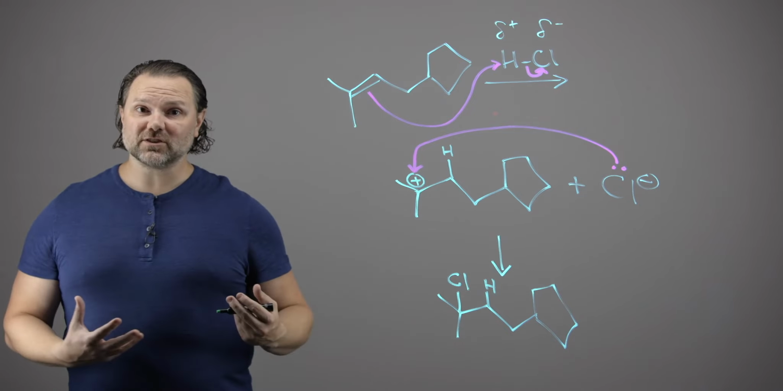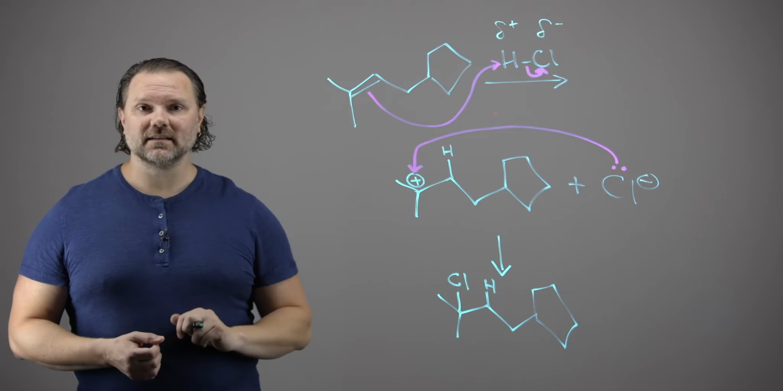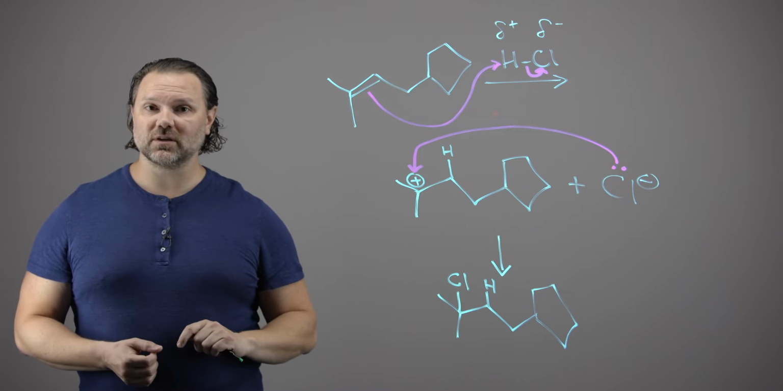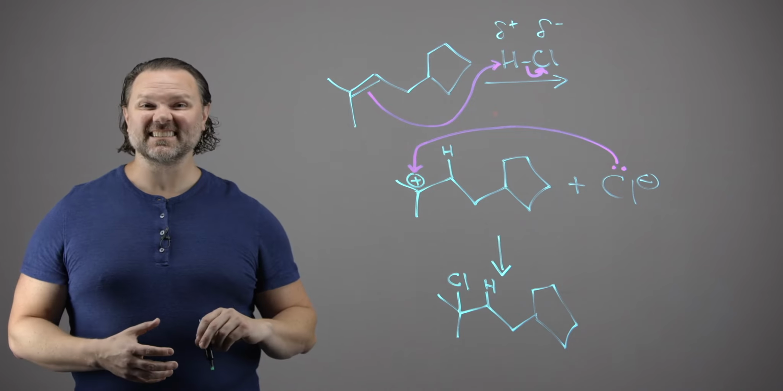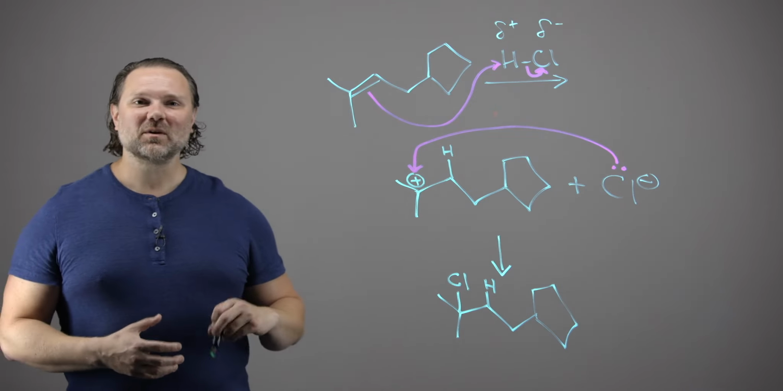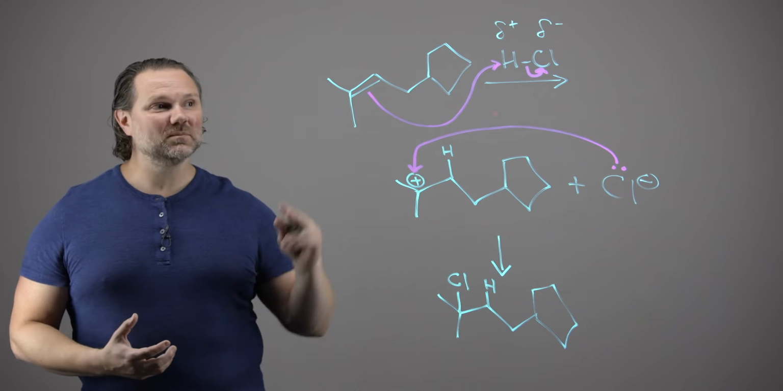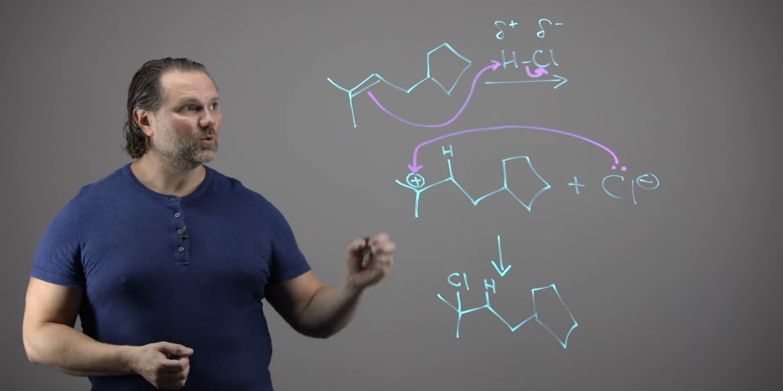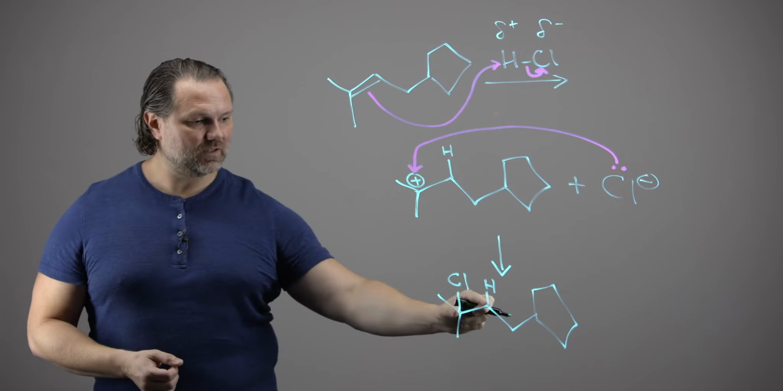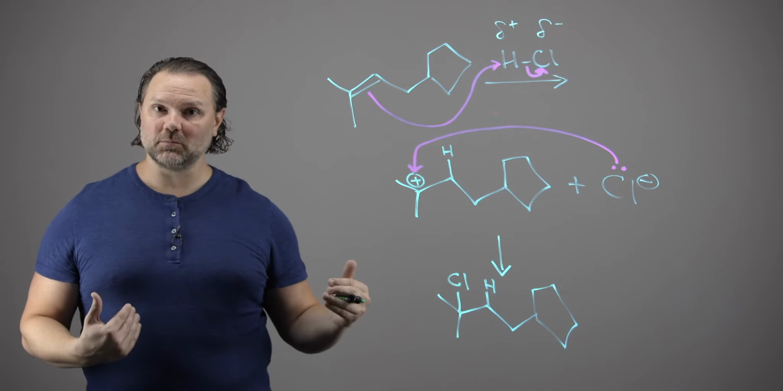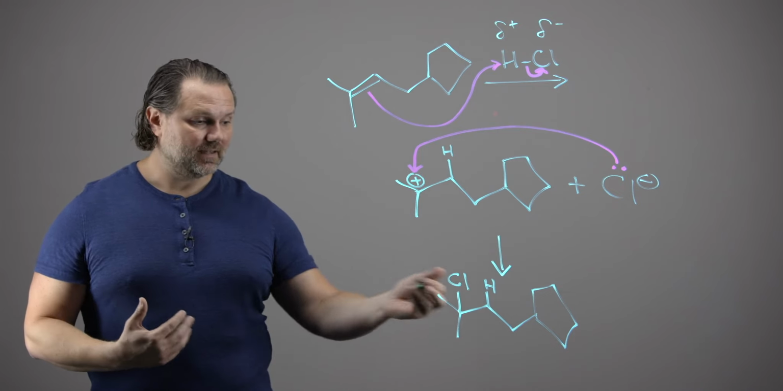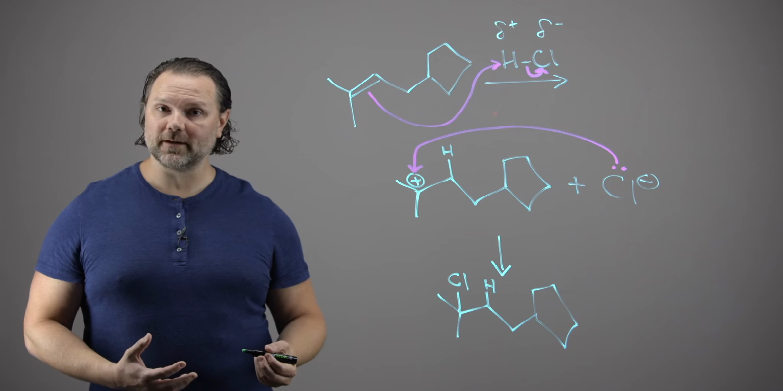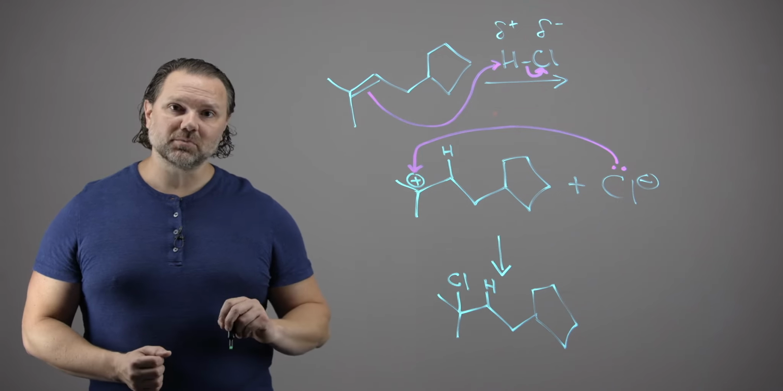So what has this reaction done? It's transformed an alkene into a halogenated hydrocarbon, where we've taken HCl and we've put it across that double bond. In this case, no stereochemical center formed, so we don't need to worry about that. This is our major product.